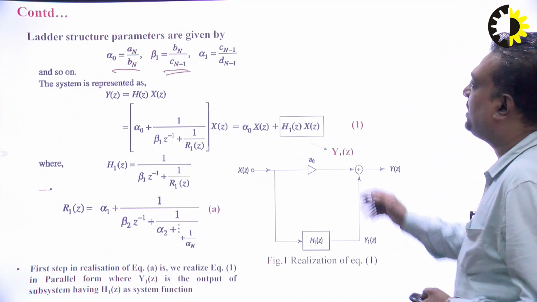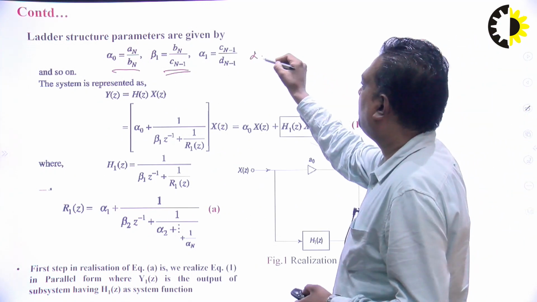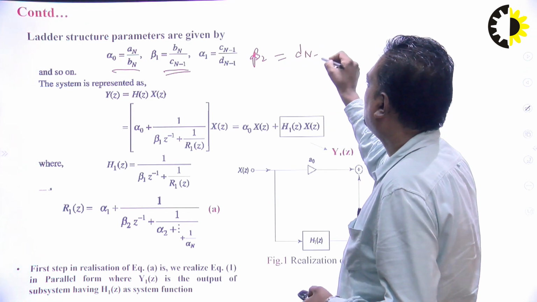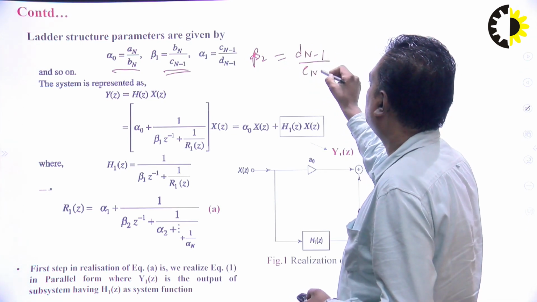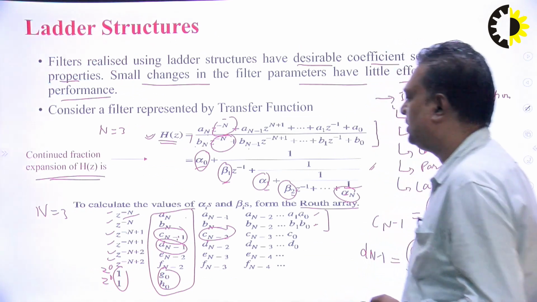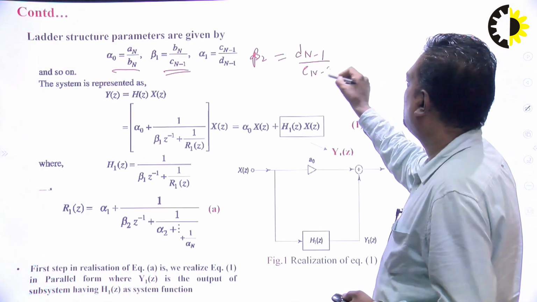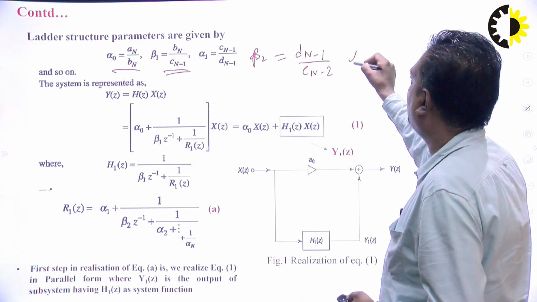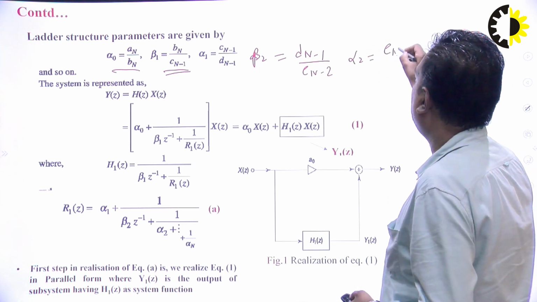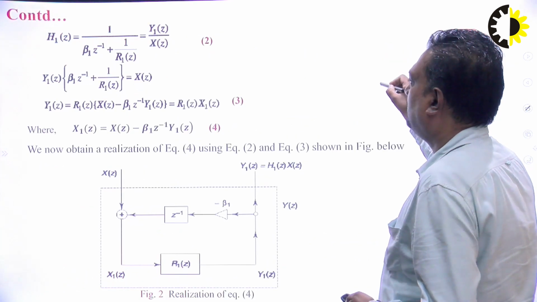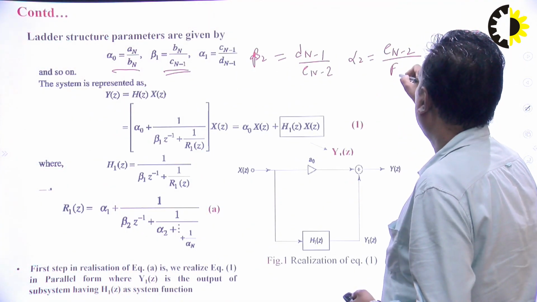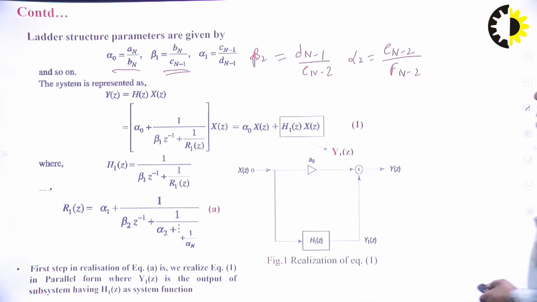Like this, we will calculate. If you calculate beta 2, then beta 2 will be equal to dn minus 1 upon en minus 1. Like this, you will calculate en minus 2. So like this, you will calculate all the coefficient values. If you have to calculate alpha 2, then alpha 2 will become en minus 2 upon, if you see here, this is f of n minus 2. So like this, you will calculate all these coefficient values.